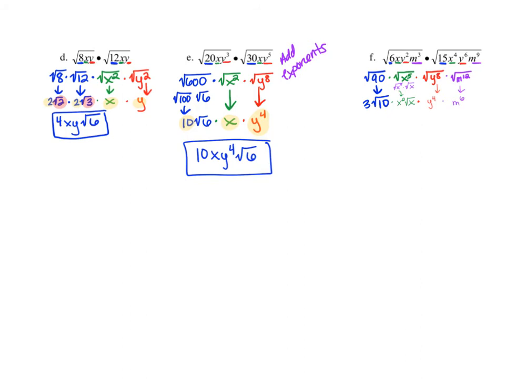So now that everything's simplified, anything that does not have a radical symbol will come to the front. I like to do mine in ABC order. So you have 3 m to the 6th, x squared, y to the 4th, and the two things left under the radical are 10x. So this would be your final answer here.